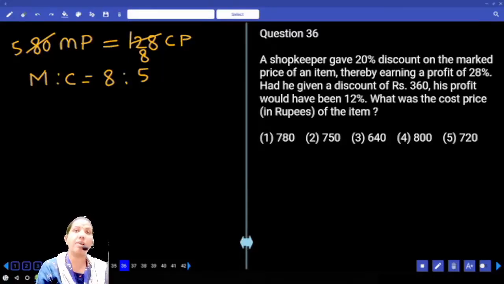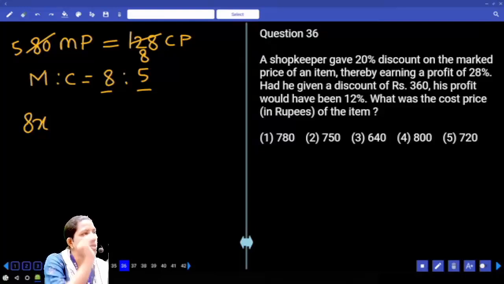360 discount. He gets profit or loss? Profit of how much percentage? 12%. What was the cost price of the item? So what is market price? 8 parts. And what is cost price? 5 parts. 8x, my assumption 8x is market price. He gave how much discount? If he gave 360 rupees discount, is 8x plus 360 the selling price or 8x minus 360? Minus. 8x minus 360 is the selling price.